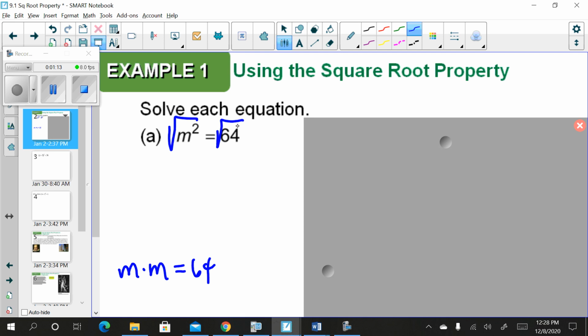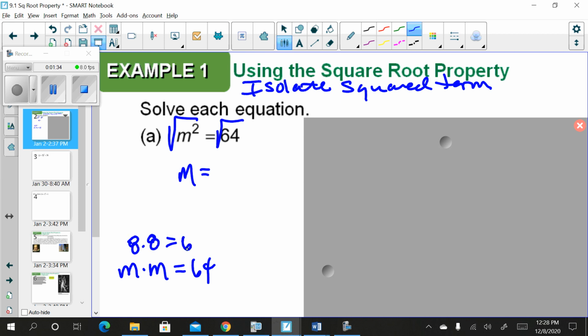So we're going to do the opposite operation, making sure that that squared term is by itself first. So we always want to isolate, or get that squared term by itself. So isolate the squared term. So if there's only a single variable term here, we get it by itself. So undo. So what times itself gives you 64? Well, 8 times 8 would give you 64. So one of the square roots is definitely going to be 8.